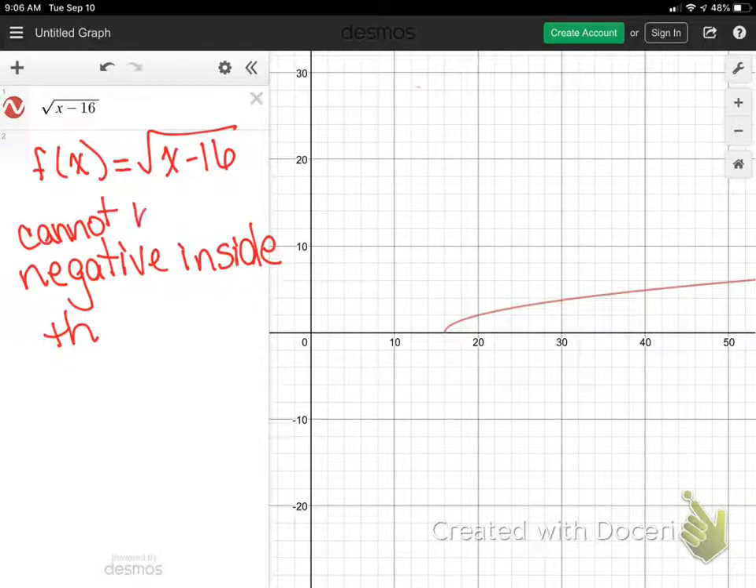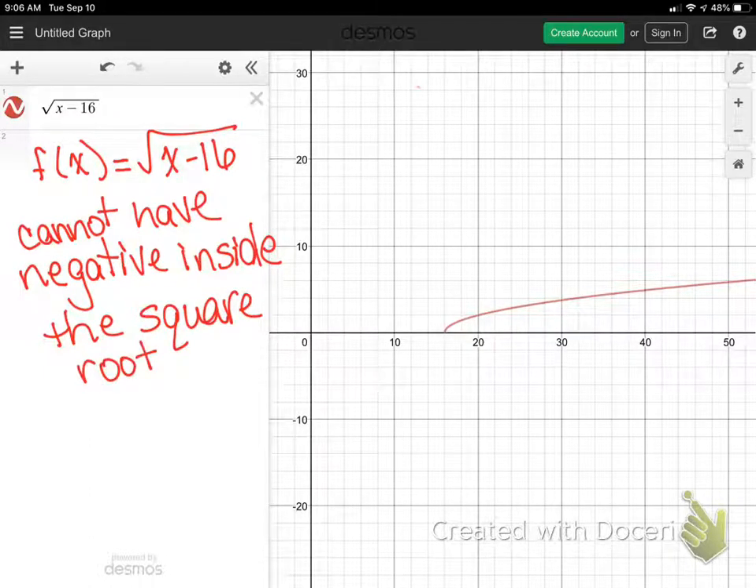Okay, we cannot have a negative inside the square root. Is 0 okay inside the square root? Yes, 0 inside the square root is completely fine. I just can't have a negative.